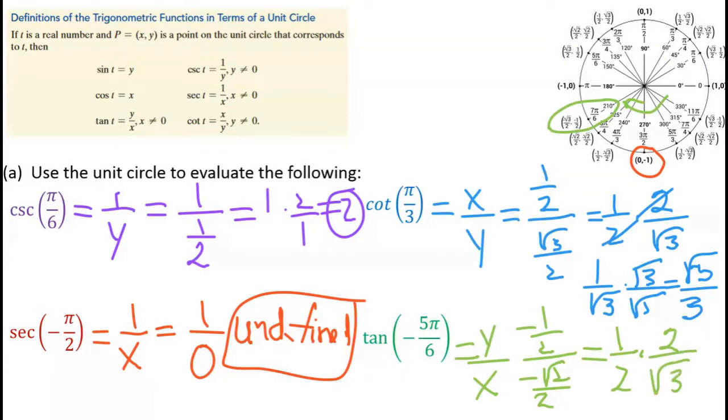Okay, because that was square root of 3 over 2. The 2's cancel, and I get 1 over the square root of 3. But we already know what happens when you get 1 over the square root of 3. You rationalize to get square root of 3 over 3. It worked just like the blue one right there.